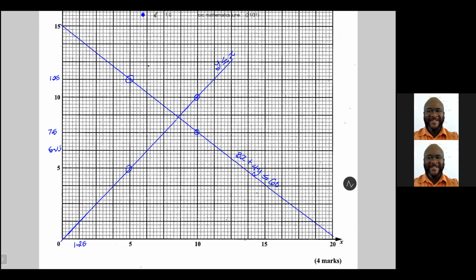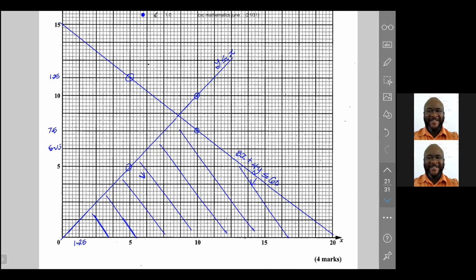Now, this is the region where y is less than x, and this is the region where 3x plus 4y is less than 60. So the area that satisfies both inequalities is this area here. I don't have time to do this nice shading, but this is the region that satisfies both inequalities.